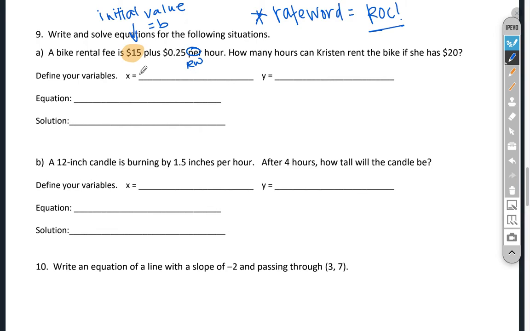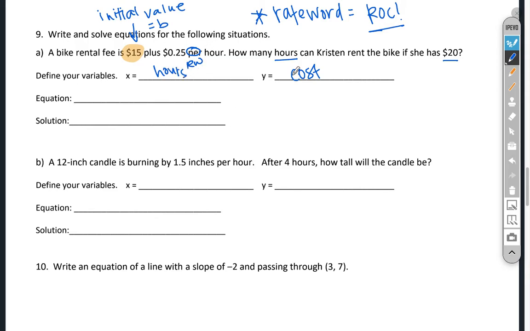So let's define our variables. We've got cost. We're talking about money, and we've got, so how much can she rent the bike for, $20. And then we're also talking about hours. So we've got cost and hours. Well, more often than not, cost is always going to be your dependent variable because you can't have a cost without something else taking place. So we can put hours as our x variable.